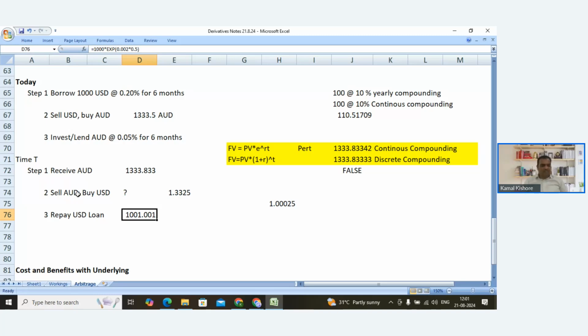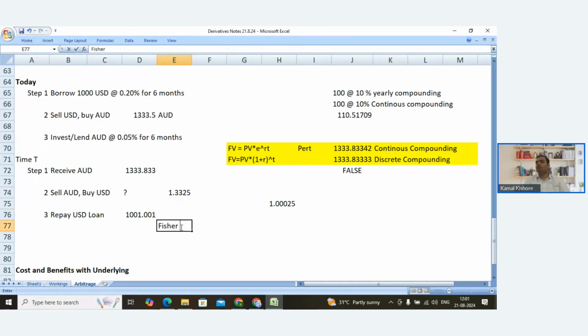So what happens? Sell AUD, buy USD. At what rate will I sell? At what rate will this foreign exchange transaction happen? This will happen at this rate because I have to repay the USD loan, whose value is so much. After 6 months, the USD value is so much, the equivalent of this, right? The exchange rate will move in such a way that this exchange rate will become like this. This is also called the Fisher effect.